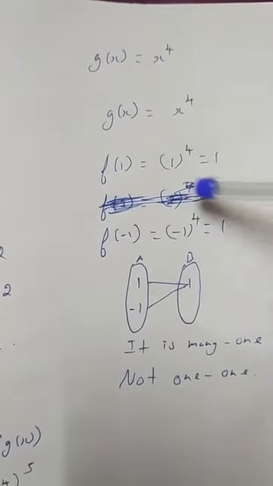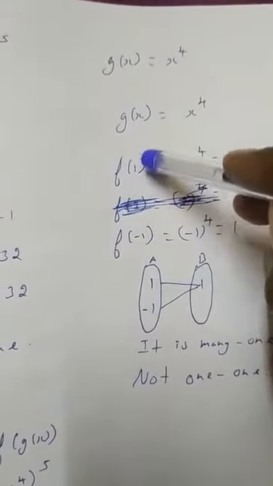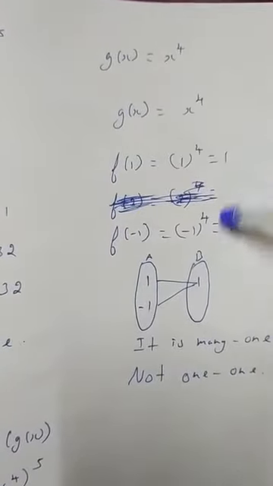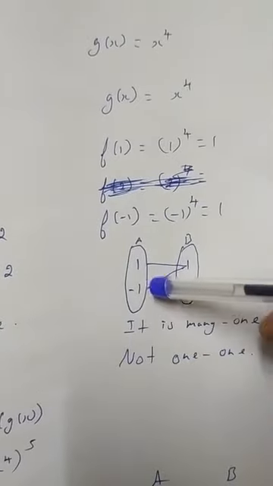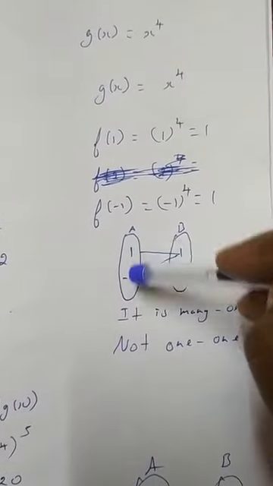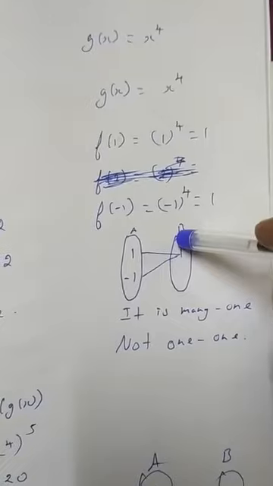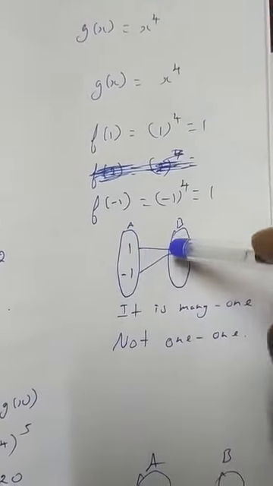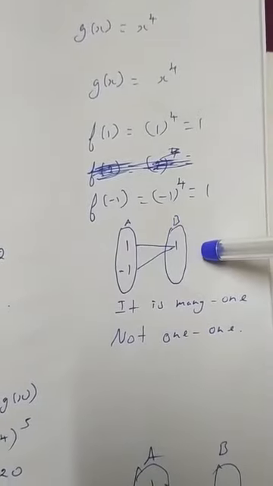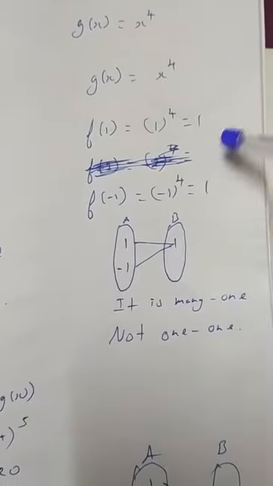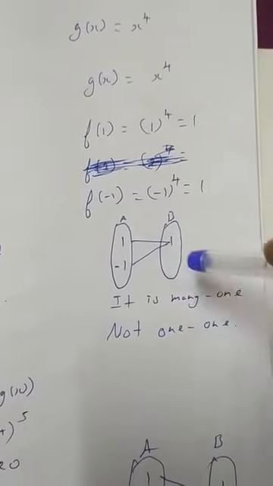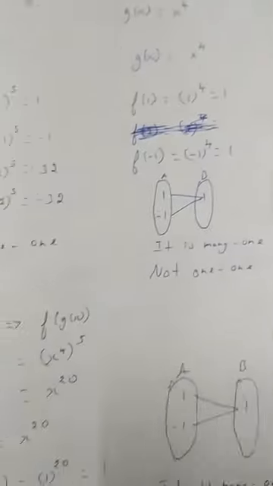So in this step, it is very clear. If I substitute plus 1, the answer is 1. If I substitute minus 1, the answer is also 1. If you draw an arrow diagram, for x = 1 and x = -1, y is 1. Both these elements in the domain have the same image, not distinct images. Both the images are same. Therefore it is not a one-to-one function. It is a many-to-one function.